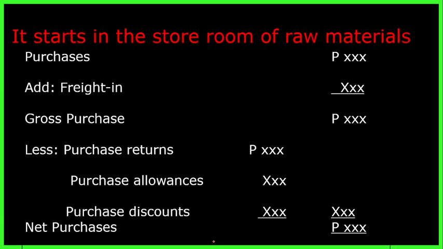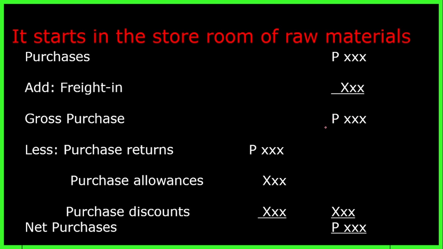Mabilis lang po ito. The cost flow normally starts in the storeroom of raw materials. Okay, why? What happens? Normally there will be purchases. The value of your raw materials purchased will be increased by the freight that is incurred. Of course, this will increase the value of your materials. Even if the cost is, let's say, 100 pesos, but delivery charges are 76, di ba? Parang Lazada lang, you have to pay for 176. Okay, so that's now your gross purchase.